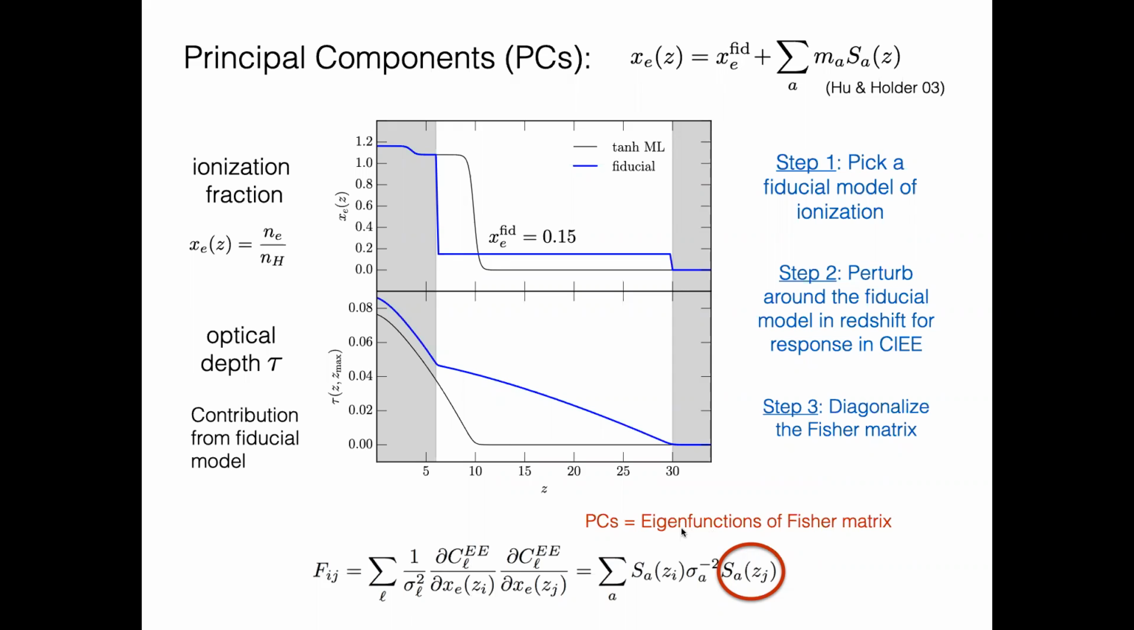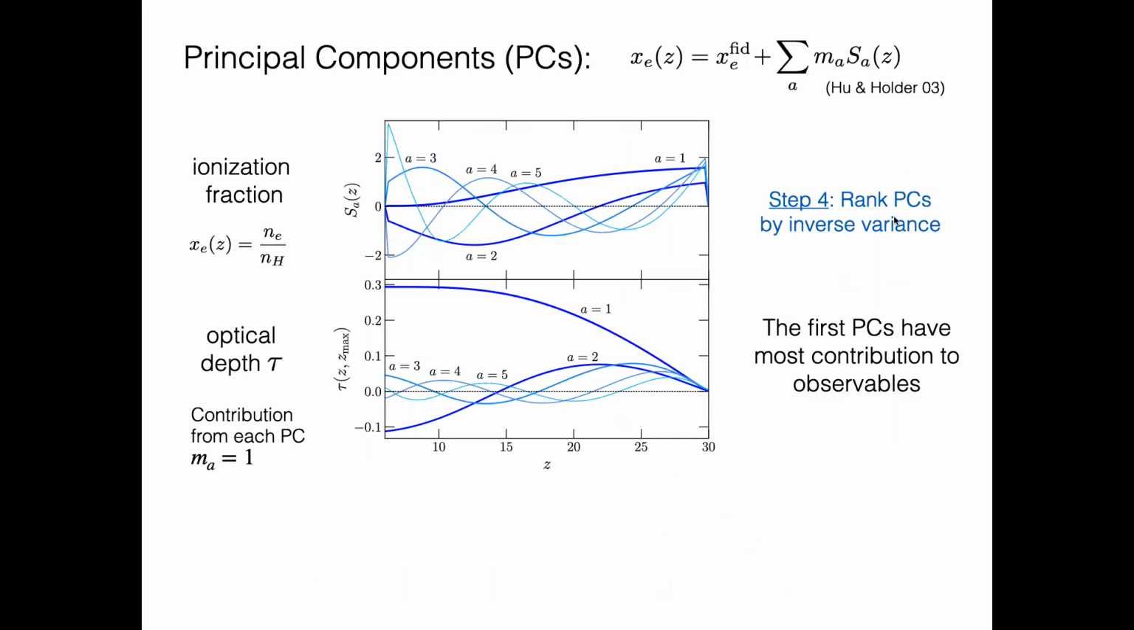You can use that to obtain the eigenfunctions of the Fisher matrix, so do a diagonalization. You end up with different modes in redshift space, and these are what we call the principal components. There's a sum over many principal components, with SA being the function itself and MA being its amplitude. We're not done yet. We can rank the PCs by their inverse variance. The beautiful thing about this is that only the first few PCs are needed to completely describe the impact on the data. So here I plot the 5 PCs.